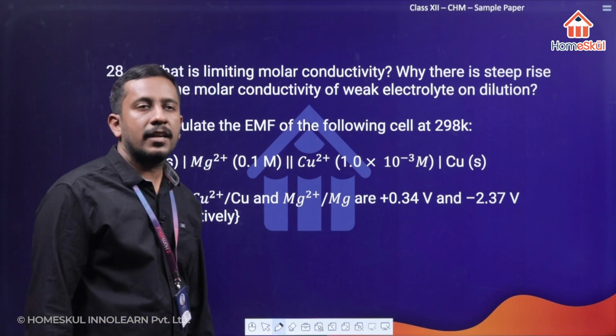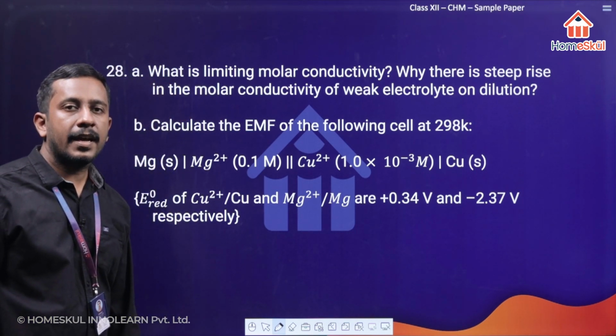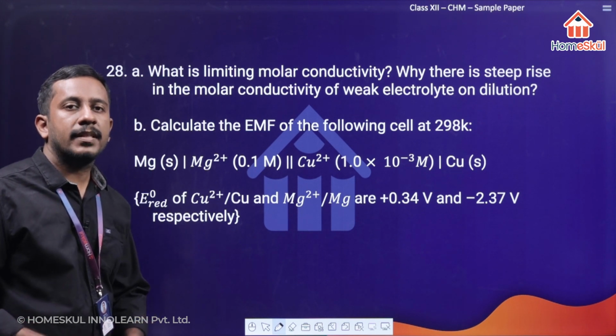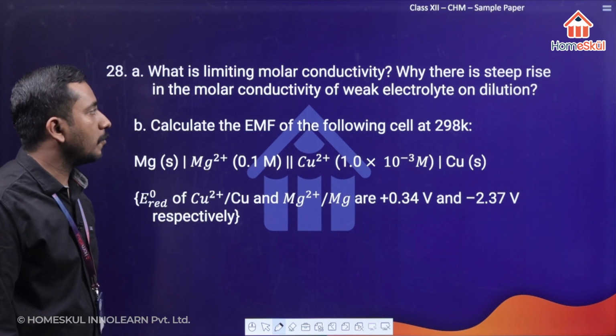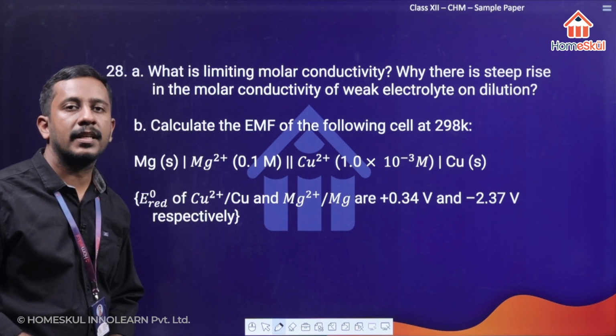We have strong electrolytes and weak electrolytes. In the case of a strong electrolyte, the molecule will be completely ionized. That means the molecule will be existing as ions. Whereas in the case of a weak electrolyte, the extent of dissociation is comparatively lesser.